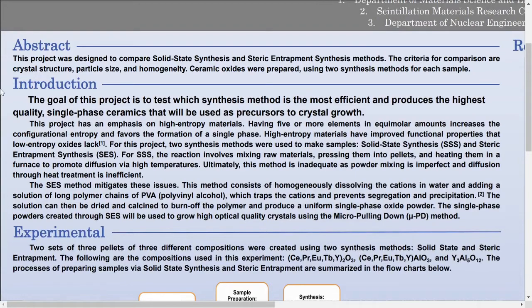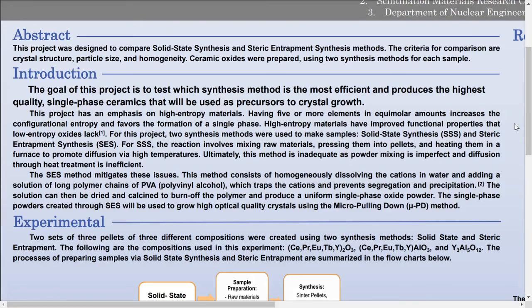This project was designed to compare solid-state synthesis and steric entrapment methods, looking into crystal structure using X-ray diffraction, particle size using scanning electron microscopy, and homogeneity using electron probe microanalysis. Ceramic oxides were prepared using the two synthesis methods. This project has an emphasis on high-entropy materials. High-entropy materials have 5 or more elements in equimolar amounts, which increases the configurational entropy and favors the formation of a single phase. High-entropy materials have improved functional properties called the cocktail effect, which low-entropy oxides lack.